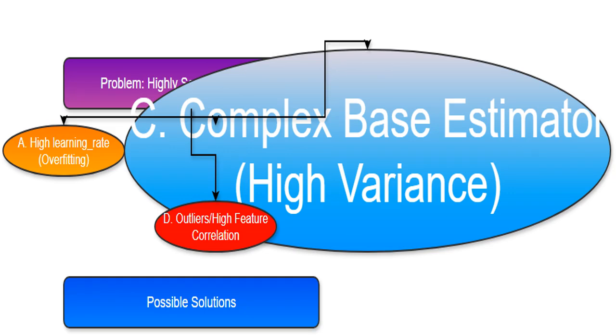The base estimator, often a decision tree, is like the foundation of your model. If it's too complex, a deep, branching tree, it's like building a house on shaky ground. Even small changes in the ground, input data, cause the entire structure to shake. We need to make the base estimator less complex to make the model more robust.